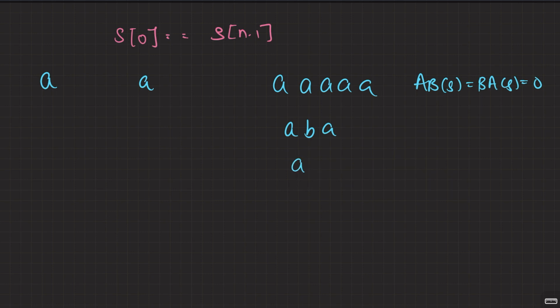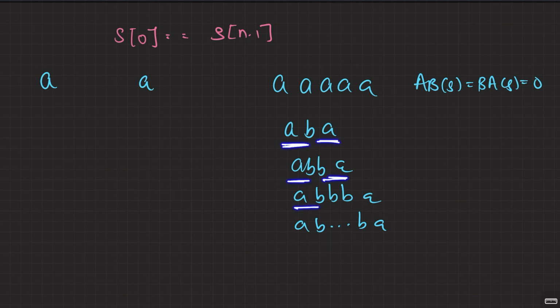Okay, maybe let's take a simpler example: A, B, B, A, or something like this. It doesn't really matter how many times you put B and A. The number of AB and BA are still the same and equal to 1, right? In all of these cases, AB of S equals BA of S equals 1.